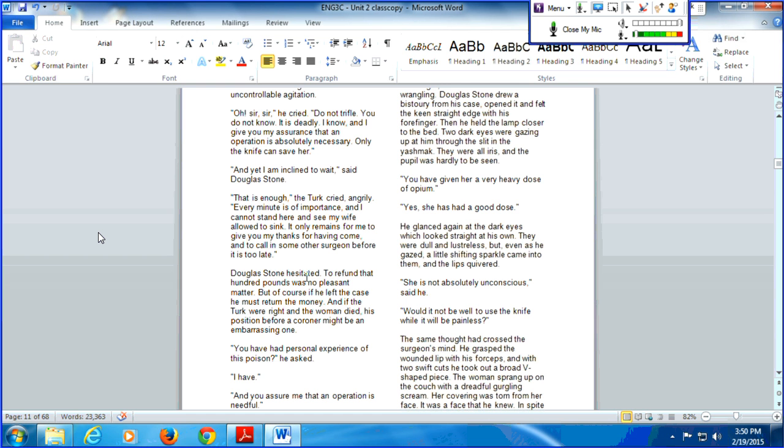To refund that £100 was no pleasant matter. But of course if he left the case he must return the money. If the woman was right and the woman died, his position before a coroner might be an embarrassing one. "You have personal experience with poison?" "I have." "And you assure me the operation is needful." "I swear by all I hold sacred." "The disfigurement will be frightful." "I understand. The mouth will not be a pretty one to kiss."